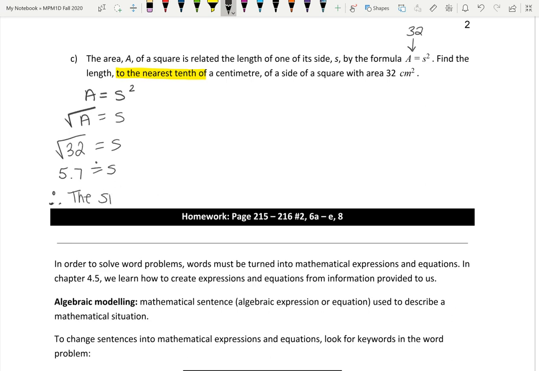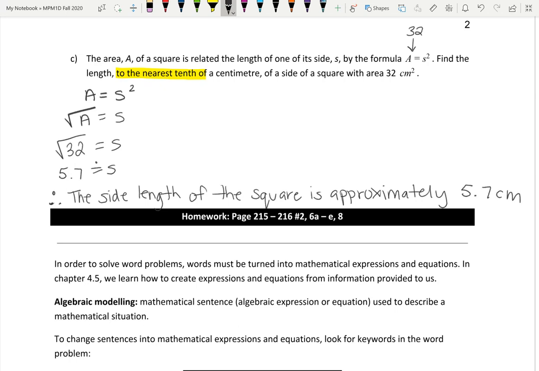The side length of the square is approximately 5.7 centimeters.